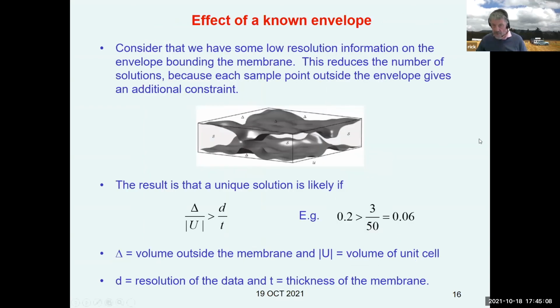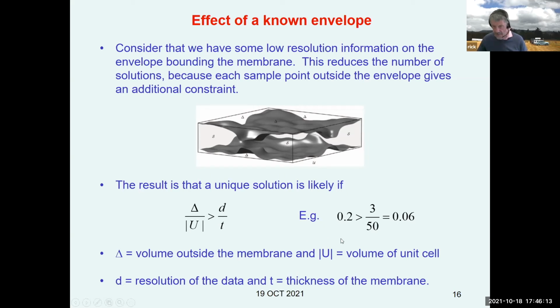Now you can reduce the number of redundancies if you have some envelope information, and this is illustrated here. This is 1 unit cell of a 1-dimensional crystal, and let's say, for a membrane protein, you have some information on the upper and lower surfaces of the membrane. That means that you know that the electron density is 0 in these regions outside the membrane, and that forms a support constraint, like Jeff mentioned, that constrains the solution. Without going into a lot of detail, you can show that if the region excluded divided by the volume of the unit cell is greater than the resolution divided by the thickness of the unit cell, then you expect a unique solution.